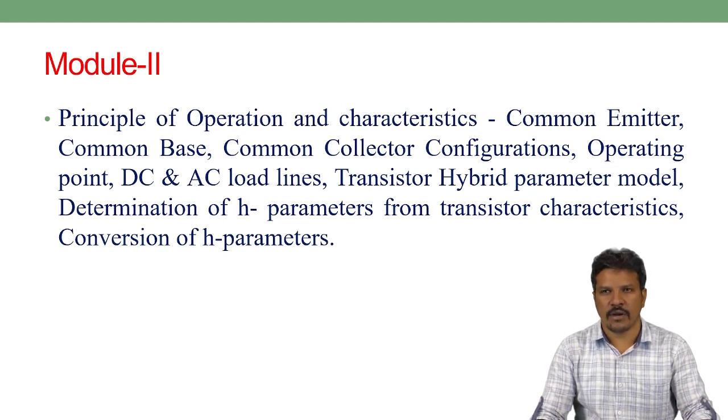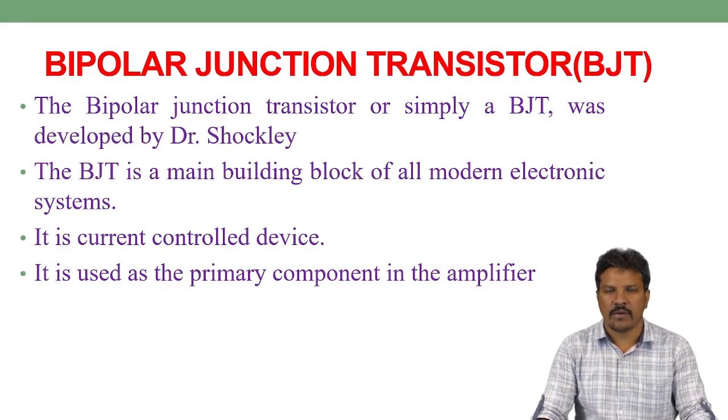And the second part, which is the most important part, is analysis of hybrid parameter model for transistor and conversion of H parameter models. The first part gives the details of the transistor, and the second part covers applications of the transistor. Let us see now the basic principle and operation of the bipolar junction transistor.